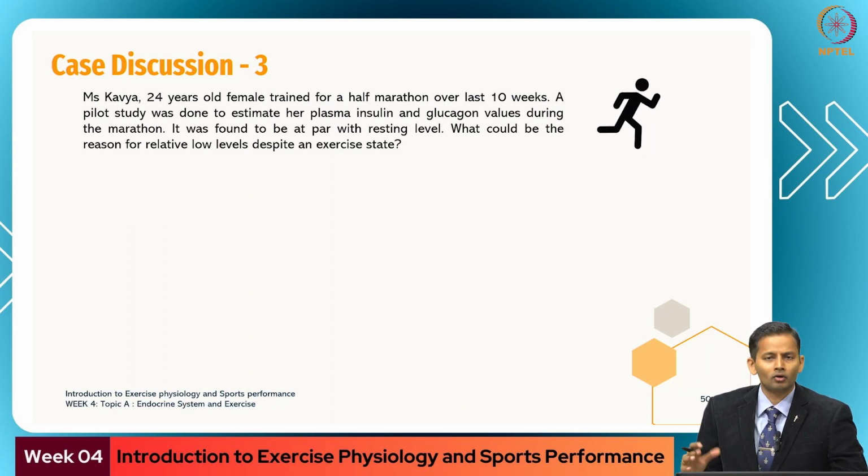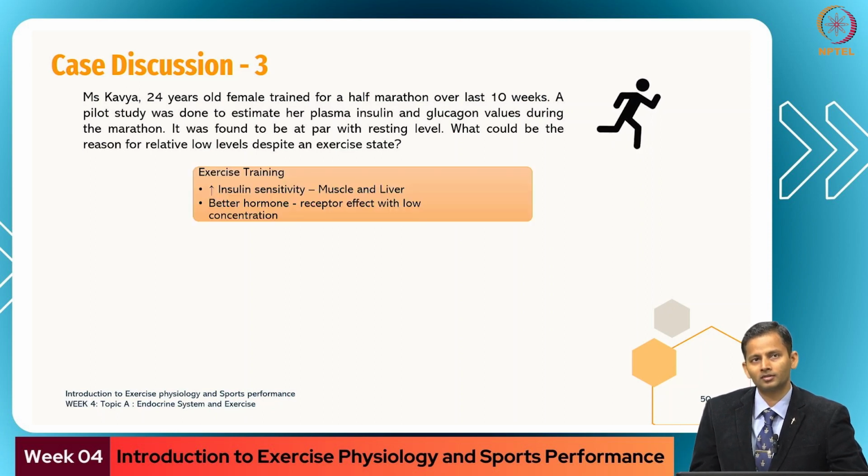So with whatever knowledge you had, what could be the reason for relatively low levels despite an exercise state? So we have discussed that most of the hormones as the exercise progresses tend to increase. However, in this case, you have seen that the measured plasma insulin and glucagon are almost similar to the resting state. So what is the reason for this individual who was trained for a half marathon? Let's see what's the reason.